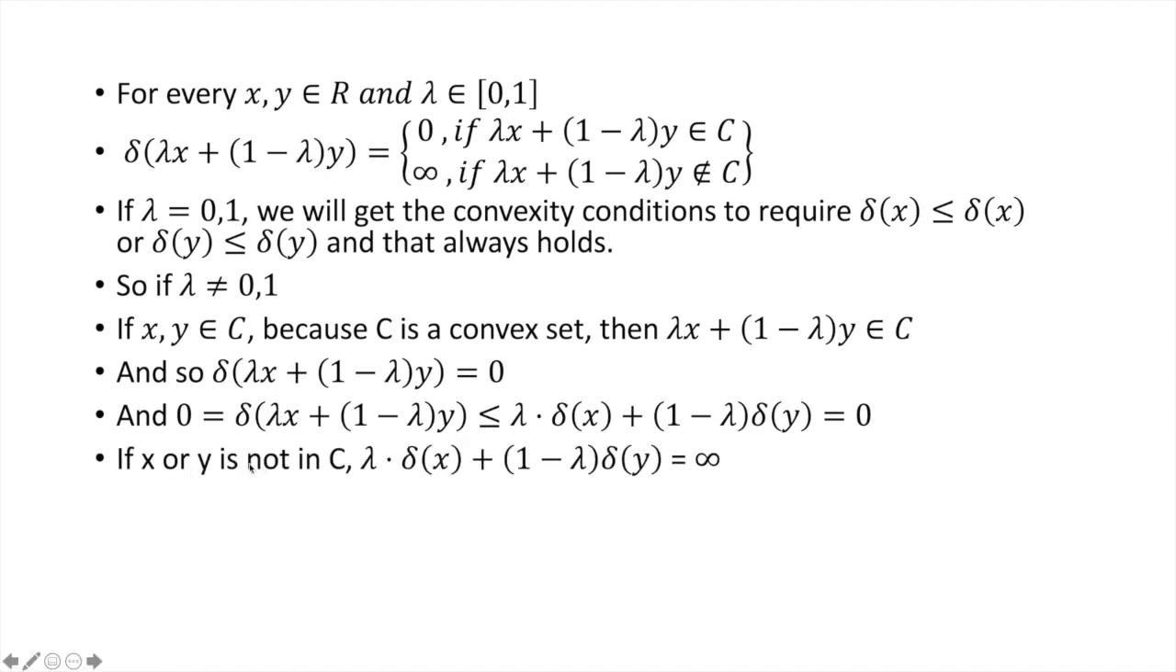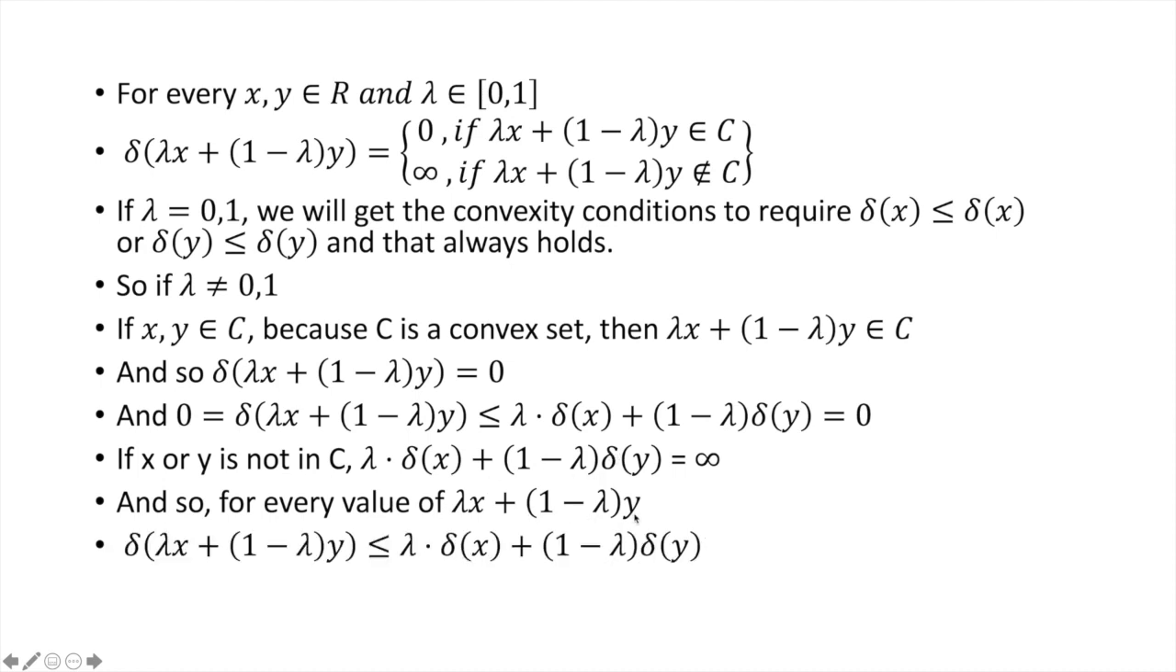And so if x or y is not in C, because we required that lambda is not 0 or 1, one of these is infinity, and so this entire expression is infinity, and none of these coefficients is 0, because we know that lambda is not 0 or 1. And so for every value of lambda x plus 1 minus lambda y, delta of lambda x plus 1 minus lambda y will be smaller or equal to this expression, because it is 0 or infinity, and this is infinity. So this part will always be bigger than that part, because this is infinity, and that could be 0 or infinity.